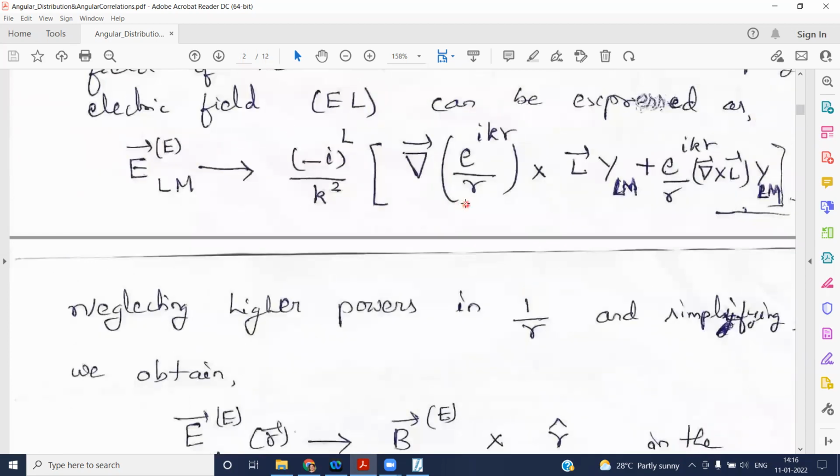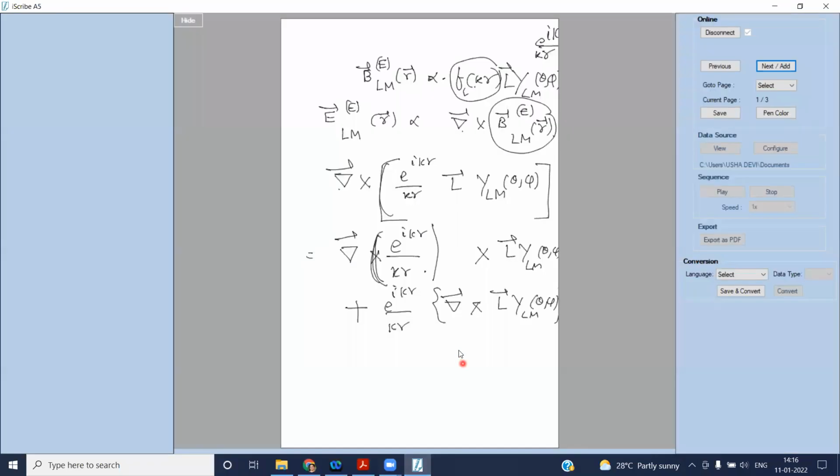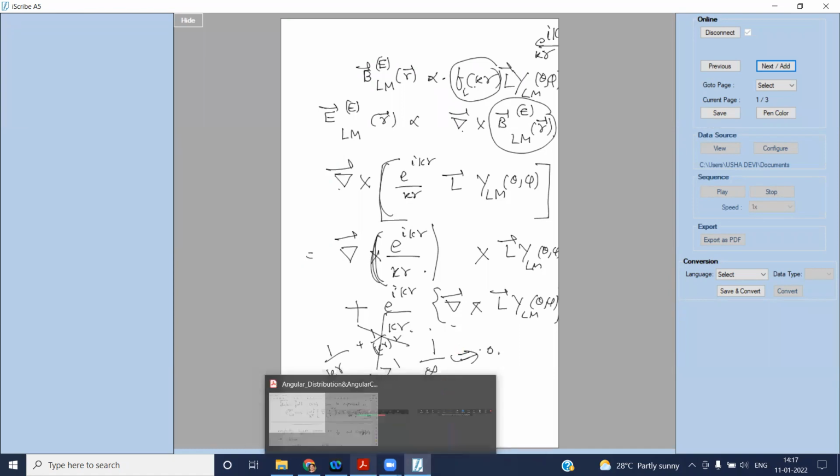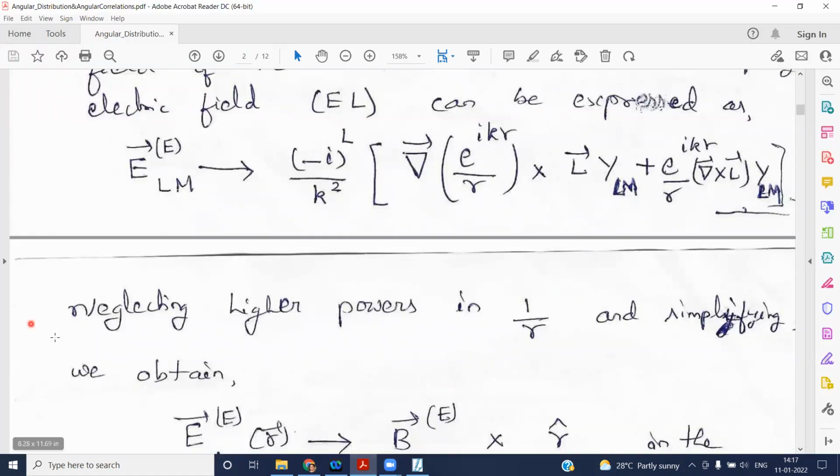K into R is very, very large. If you have a denominator which is, say, 1 over infinity, it goes to 0. So if 1 over KR, where KR is much, much larger than 1, I can take 1 over KR whole squared, and such terms are there. Then I will say higher terms can be ignored. You take only up to the order 1 over KR. So I will ignore higher powers in 1 over K into R. I am saying 1 over R.